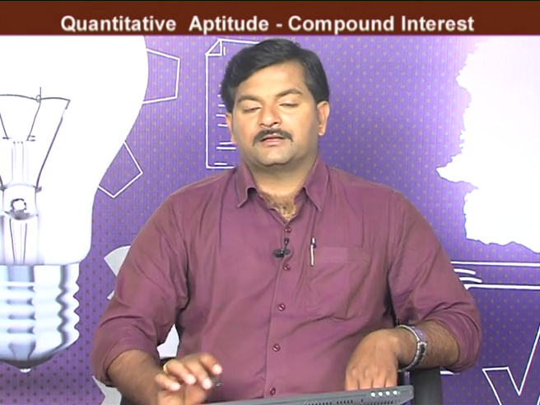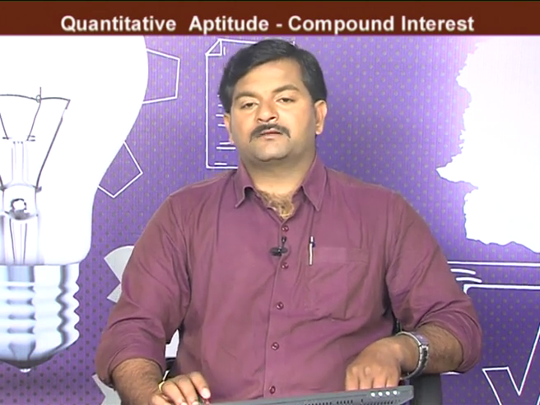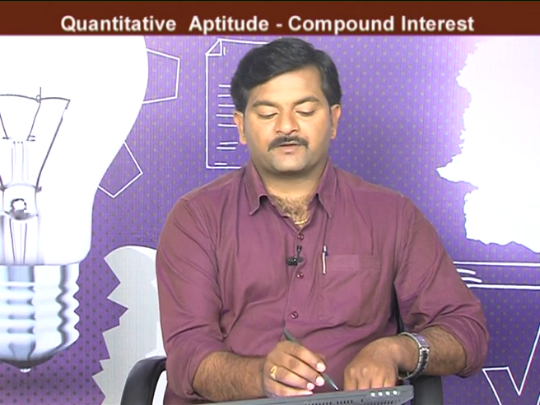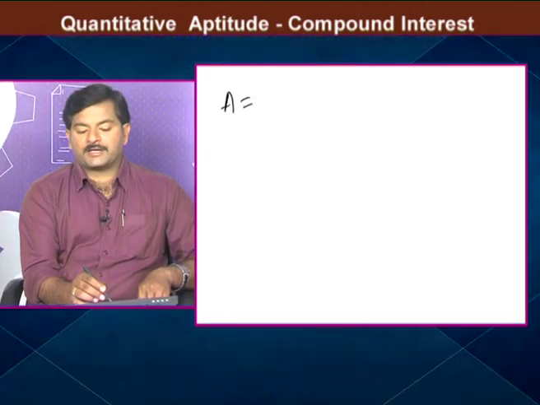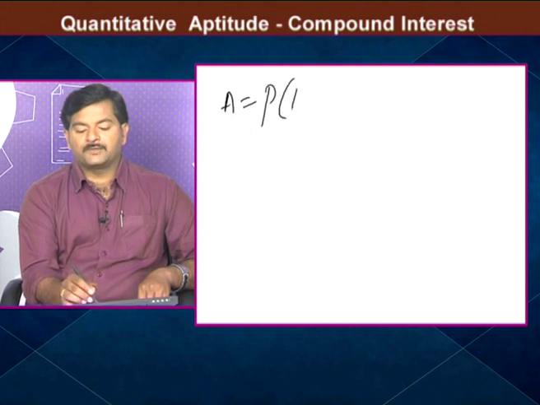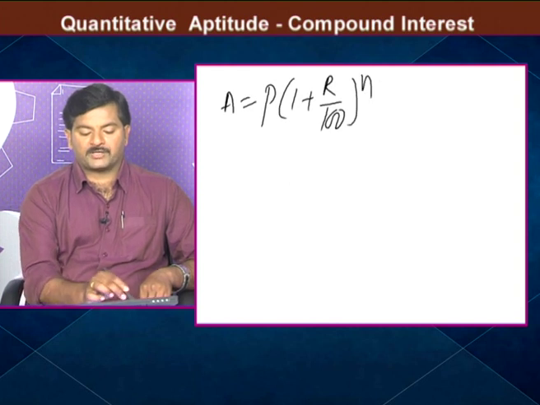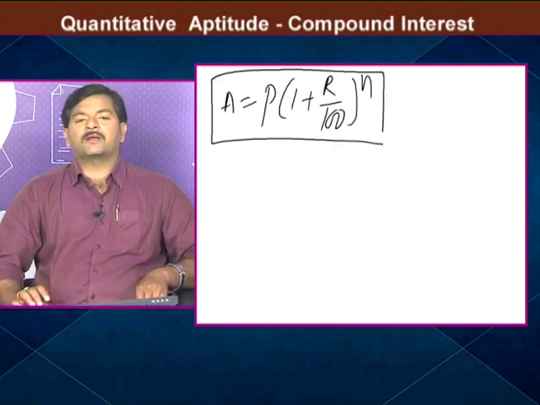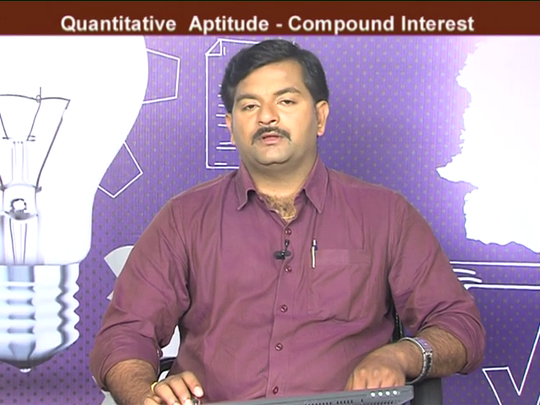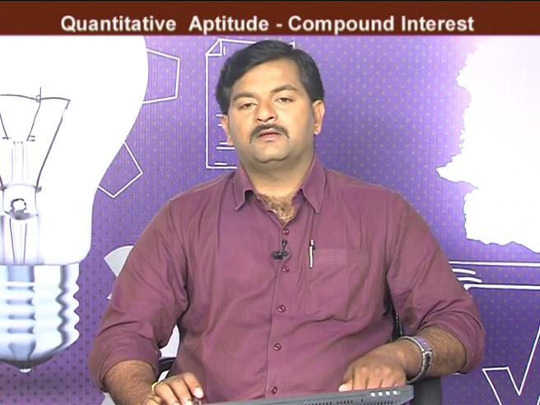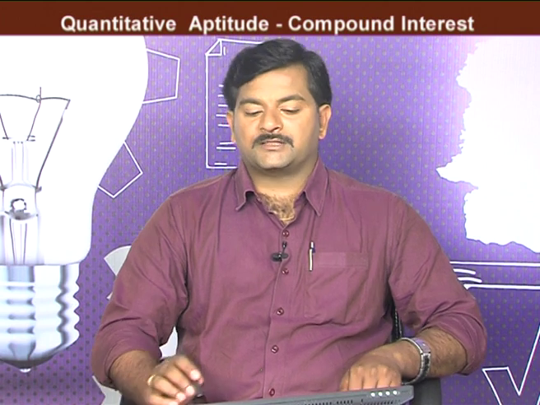And secondly, there are two different formulas. First formula is the amount formula, amount A is equal to P into 1 plus R by 100 whole power n. In compound interest, amount formula is A = P(1 + R/100)^n. Here A is the amount, P is the principal amount or simply principal, R is equal to rate of interest.